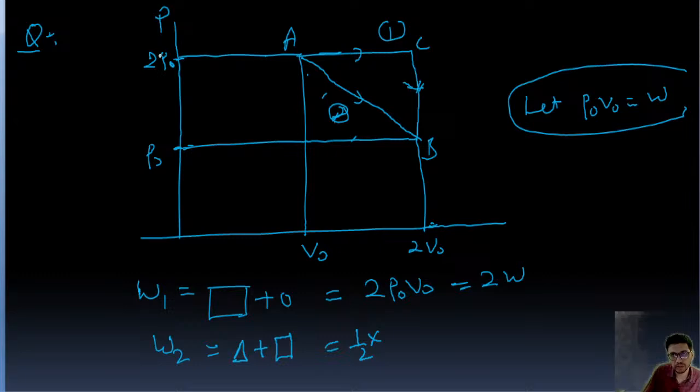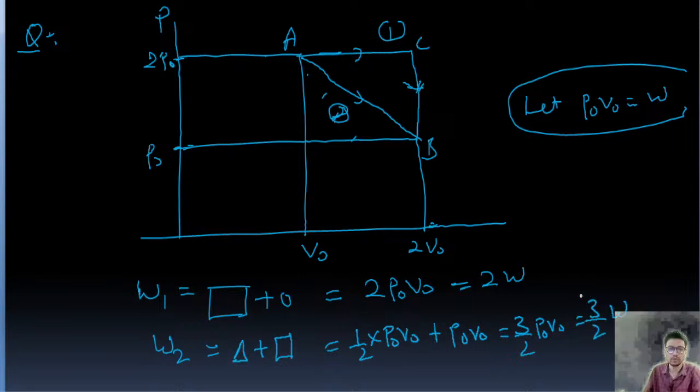So this height is going to be 2P naught minus P naught, right? This is P naught V naught plus the area of this rectangle. So this height is V naught and this height is P naught, right? From here, this is P naught V naught. So this is going to be 3 by 2 P naught V naught, which means 3 by 2 W. Okay, 3 by 2 W, right?